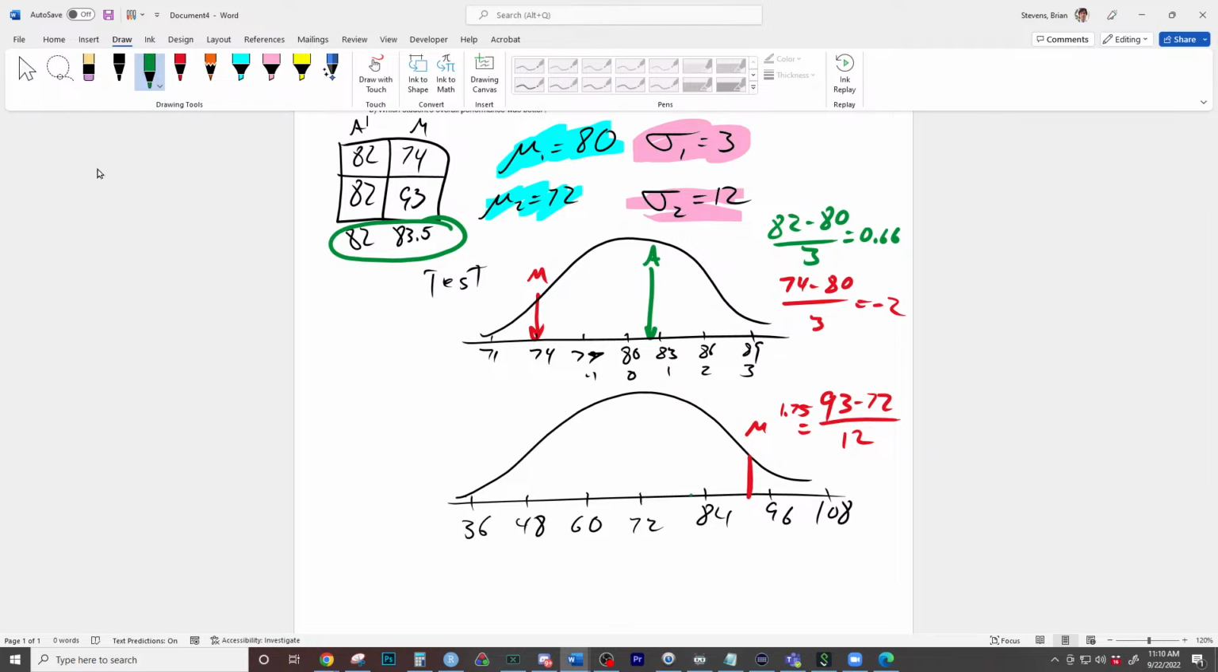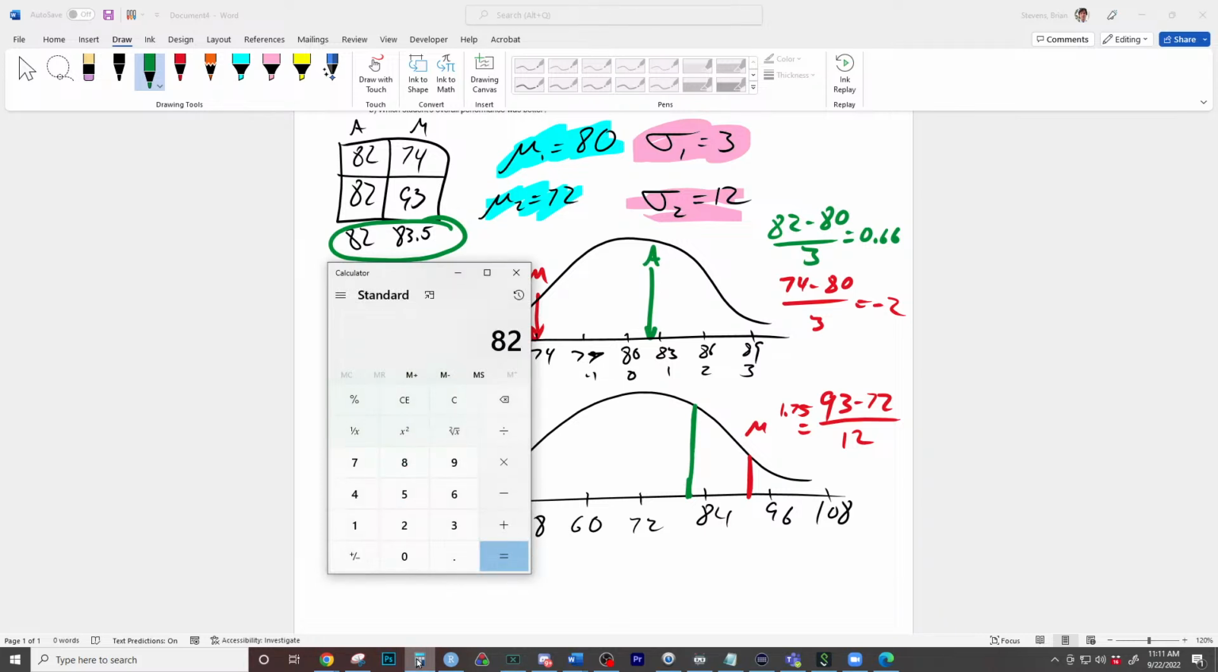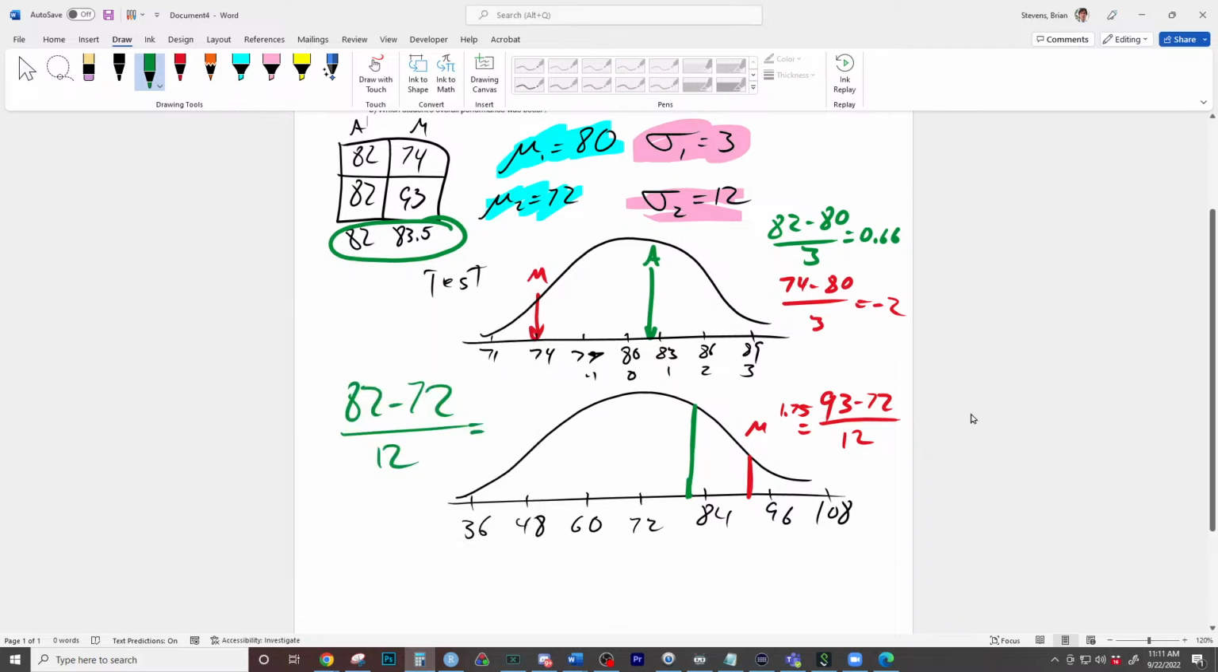And then the other one right here is Anna, and Anna scored an 82. So Anna scoring 82 is right here. It's a little harder one to solve. So 82 minus 72 over 12. That's going to be 10 over 12, which is 0.83. Oh, yeah, because it's 5/6.